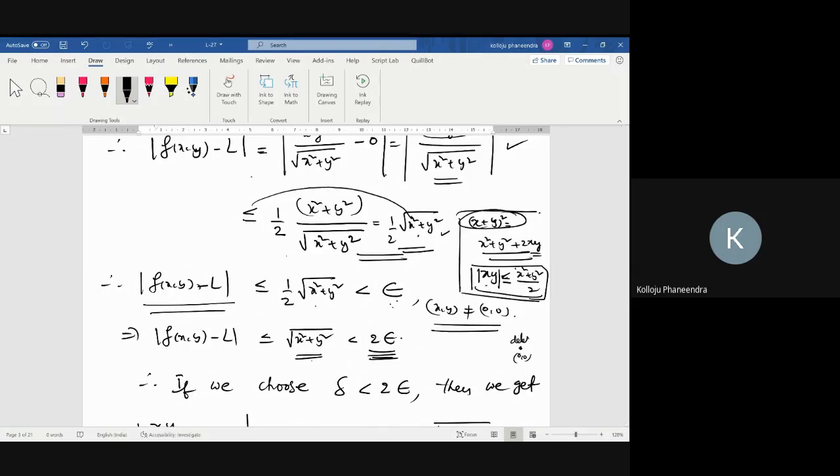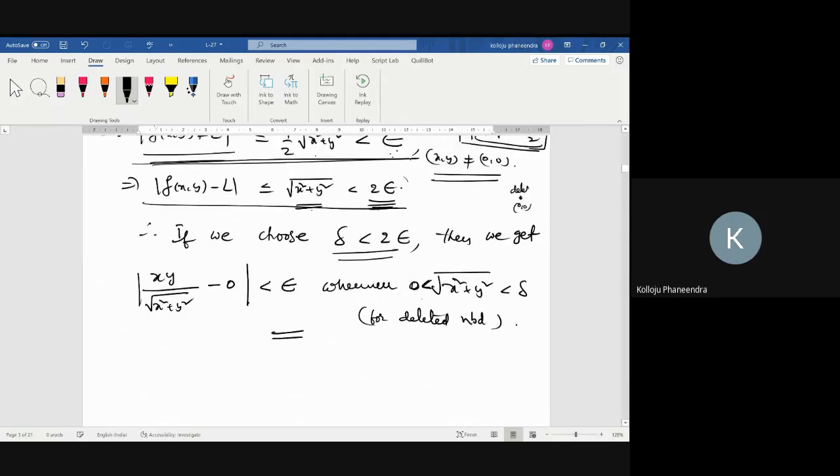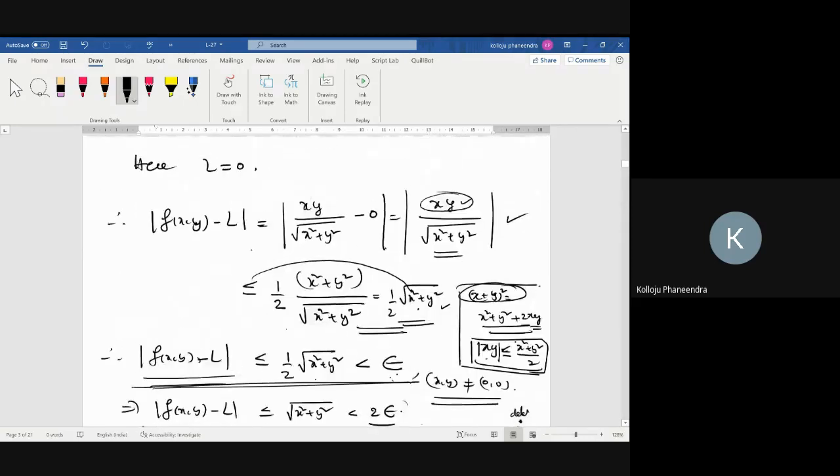So I have to choose delta. Delta must be less than 2 epsilon. So if I choose delta less than 2 epsilon, this definition is valid. Hence, this is the definition of the limit as per the delta epsilon definition. So this is valid, and the limit value is 0. The delta epsilon approach is somewhat difficult, not difficult, but you have to guess. You have to simplify this expression to get less than epsilon. Only this is the problem.